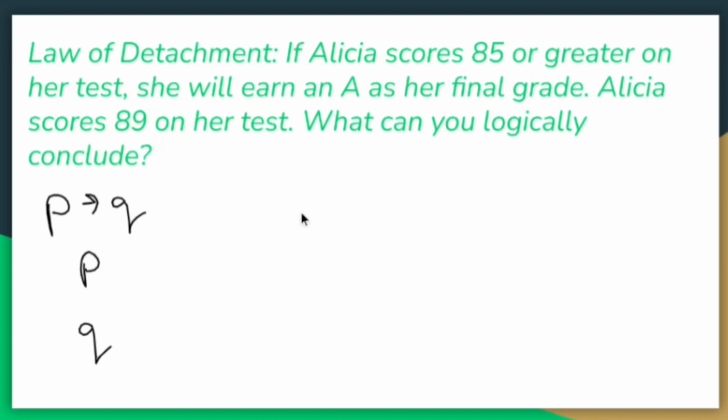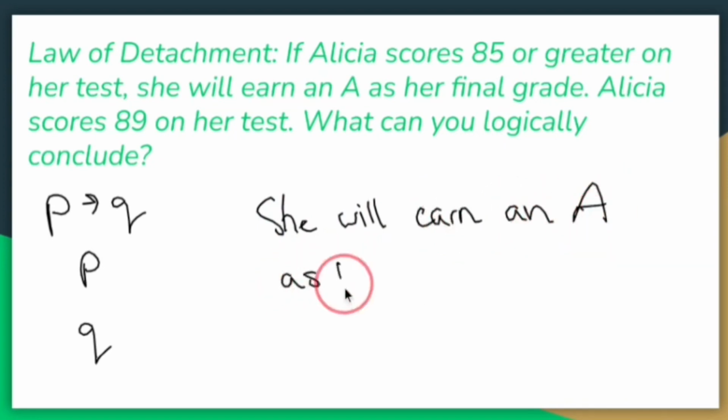What can you logically conclude? Well, if she scores 85 or higher, she gets an A. What did she score? 89? Oh, well then what can we conclude? She will earn an A, make it a big A, as her final grade.